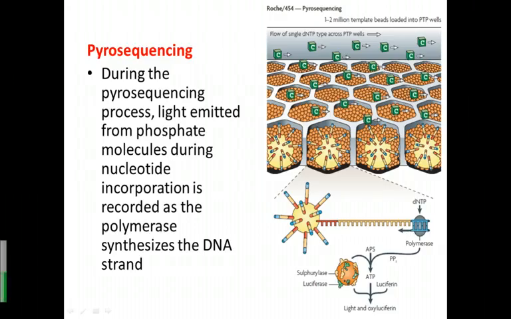So you can imagine that with all the beads in different wells, some of the beads will go faster, some of them will go slower, depending on the incorporation of the nucleotide. Once the nucleotide is being incorporated, the light will be released and being recorded. So during the sequencing process, light emitted from the phosphate molecule during the nucleotide incorporation will be recorded.